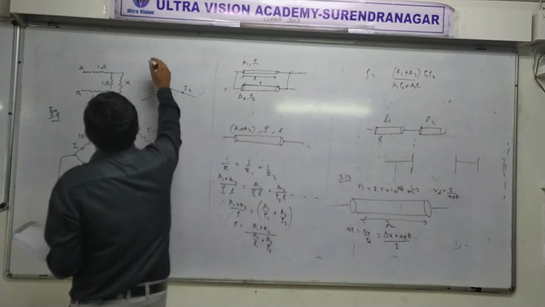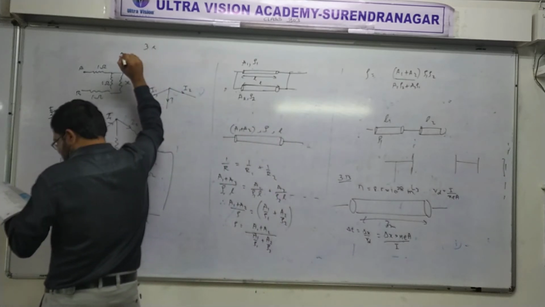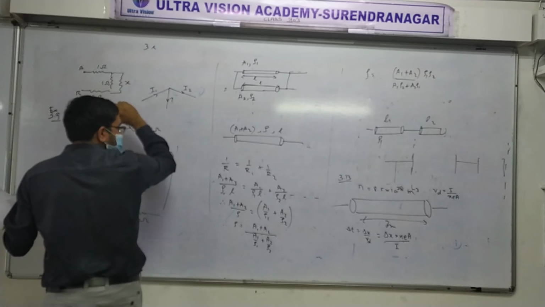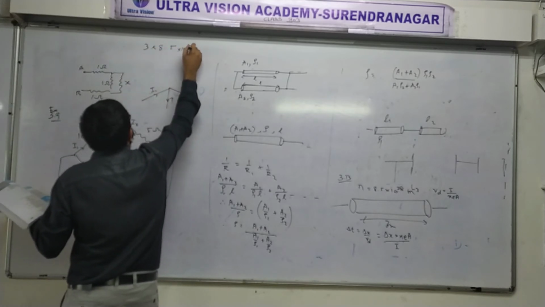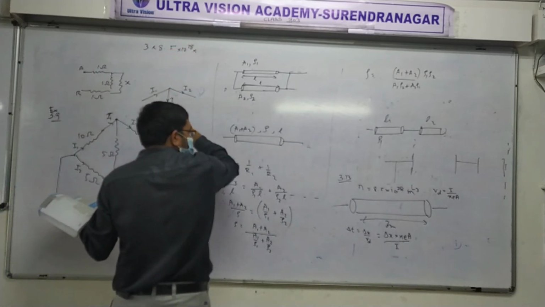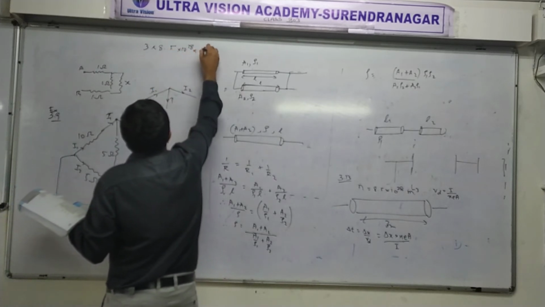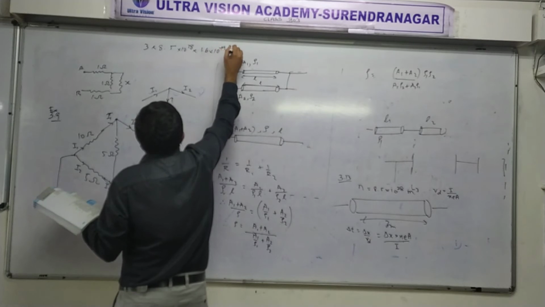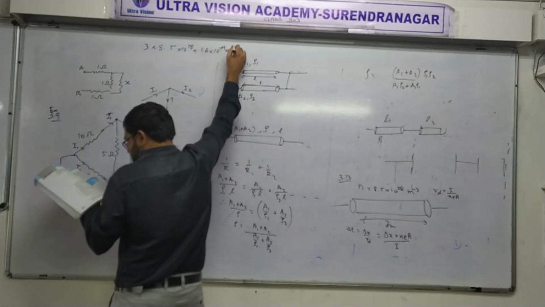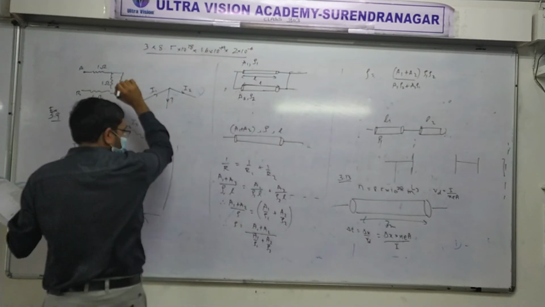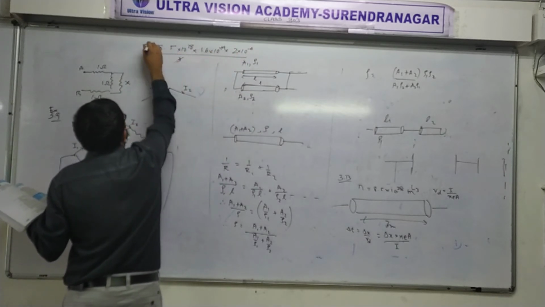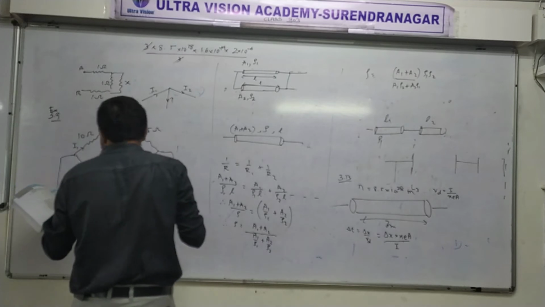I'm just doing it over here. 3 meter multiplied by 8.5 into 10 raised to 28 into 1.6 into 10 raised to minus 19 into 2 into 10 raised to minus 6, divided by 3. The 3 cancels.